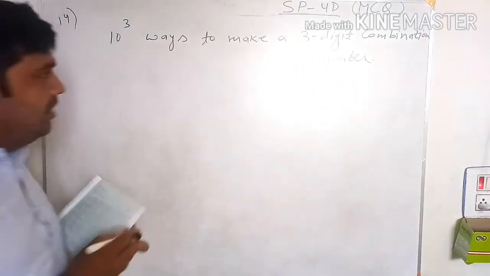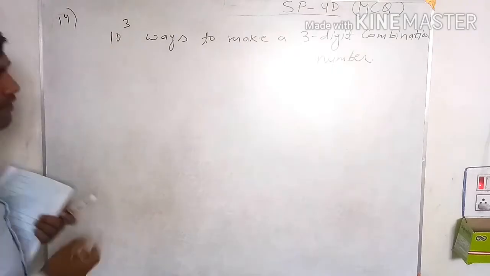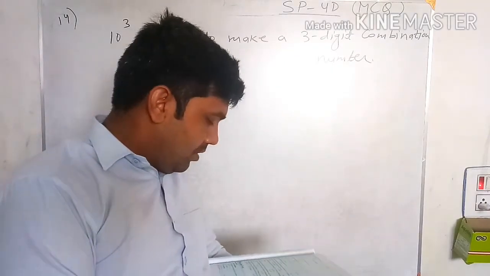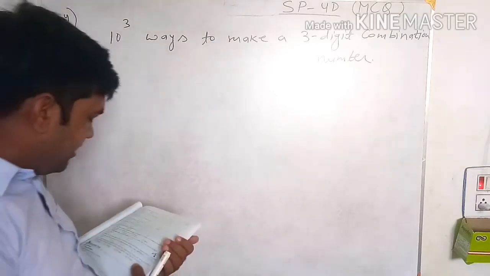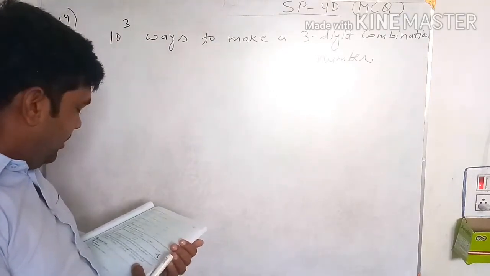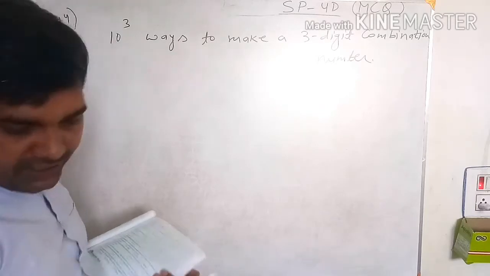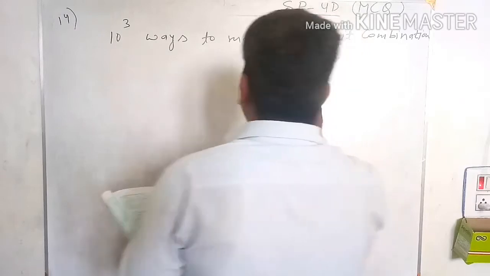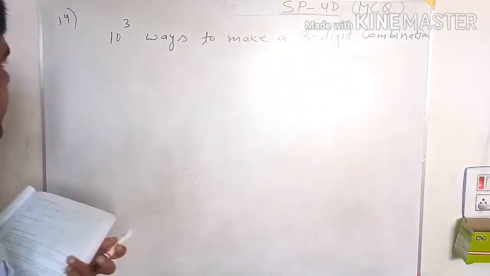So here, there are 10 to the power 3, meaning 1000, ways to make a 3-digit combination, and 10 to the power 6 ways to make a 6-digit combination. Here, we cannot say it is a number, so ignore that. There are 10 to the power 3 ways to make a 3-digit combination.